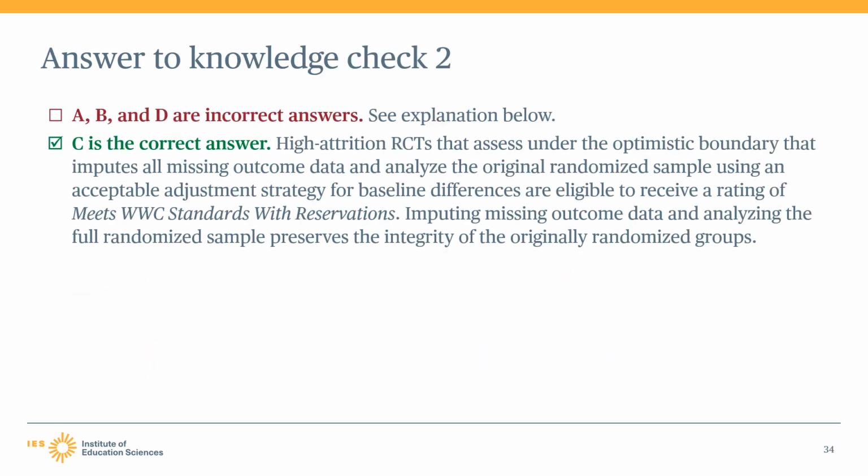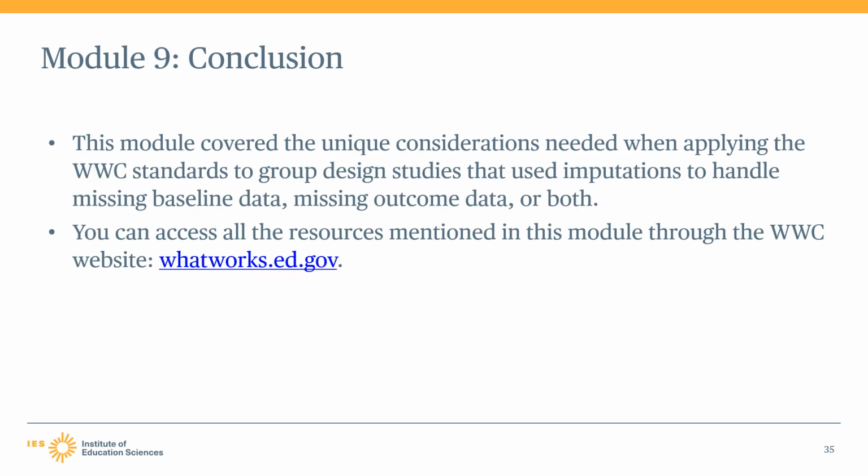C is the correct answer. High attrition RCTs that impute all missing outcome data and analyze the original randomized sample that use an acceptable adjustment strategy for baseline differences are eligible to receive a research rating of meets WWC standards with reservations. This is because imputing missing outcome data and analyzing the full randomized sample preserves the integrity of the originally randomized groups. This concludes the 9th module in the WWC Group Design Standards training.